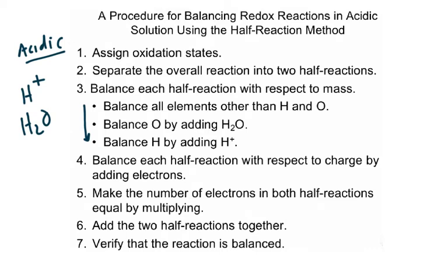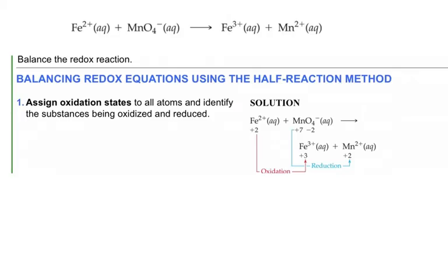And then we can always verify by checking that all the elements as well as all the charges are balanced. Because at the end of the day, we have to conserve not only mass but charge as well under the law of conservation of matter. So here we have our first example. This is a redox reaction.